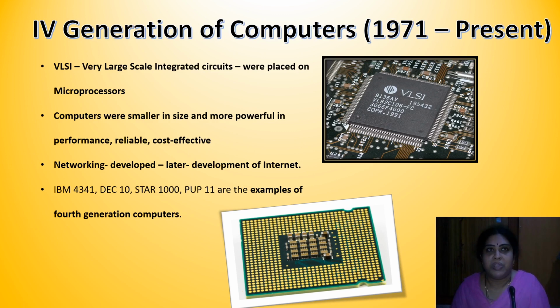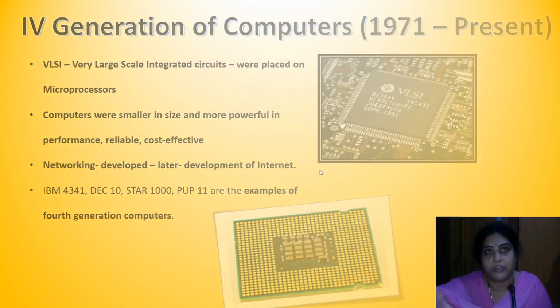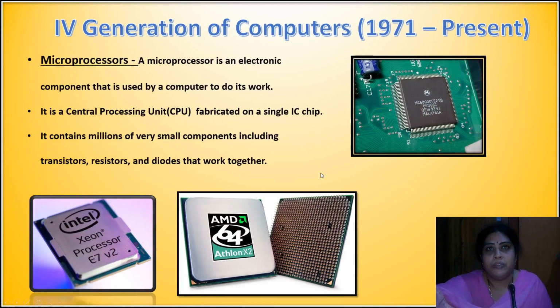Yes, and many computers were also developed during this generation. You can see these microprocessors. Many companies like Intel, AMD, all these manufactured these microprocessors for our use. So you can have a look at these microprocessors. So I have just given the definition here. A microprocessor is an electronic component that is used for a computer to do work. It is a CPU fabricated on a single IC chip. It contains millions, and nowadays it is actually billions, okay, billions of small components, including transistors, resistors and diodes, which all work together to give you the best computer in the world.